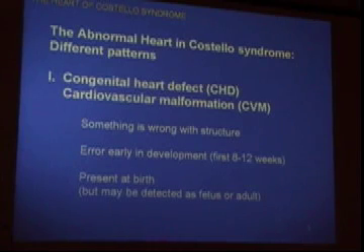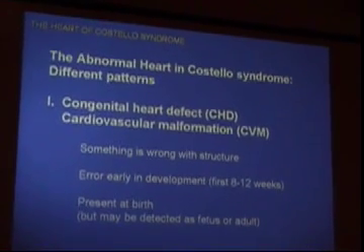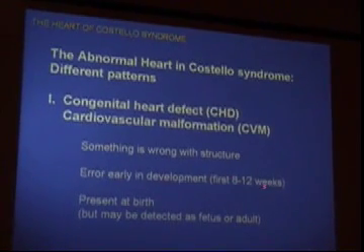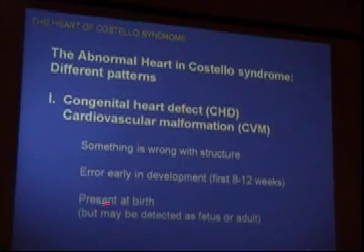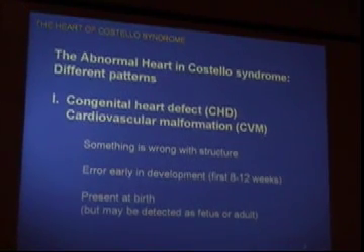Now, in Costello Syndrome, we see basically 3 patterns of heart problems. There are many different types of heart problems. The problems that we see is that there can be something wrong with a heart defect. And a heart defect is defined as something that is wrong with the structure, which means that something has gone wrong early in development. In the first 8 to 12 weeks, something that is present at birth, but may be detected in the fetus or the adult.